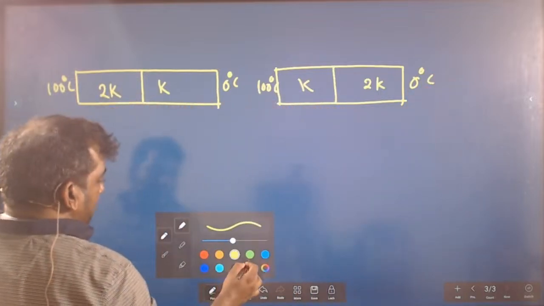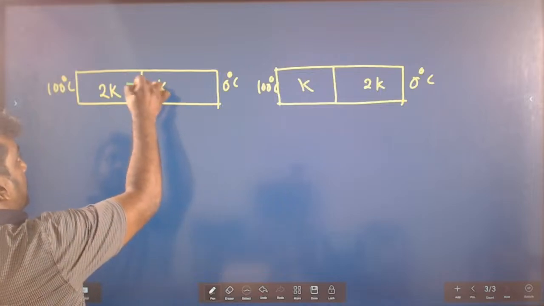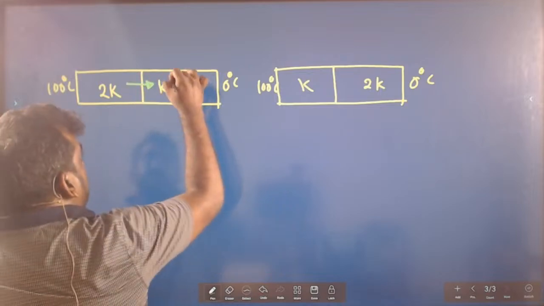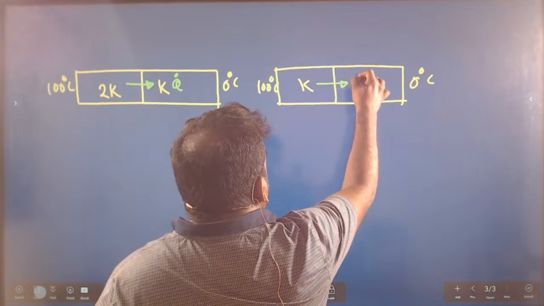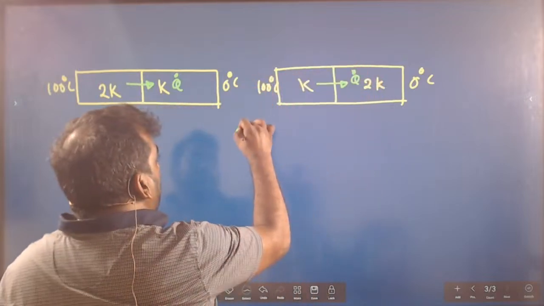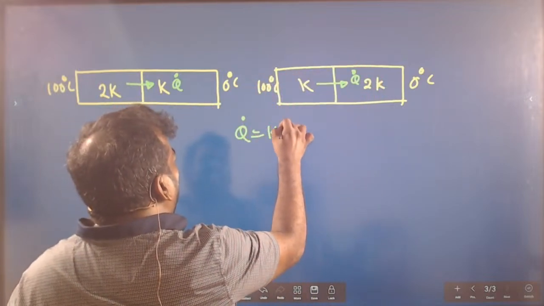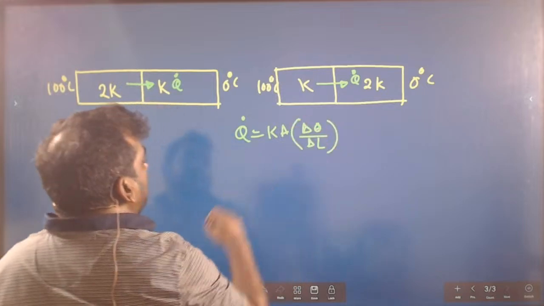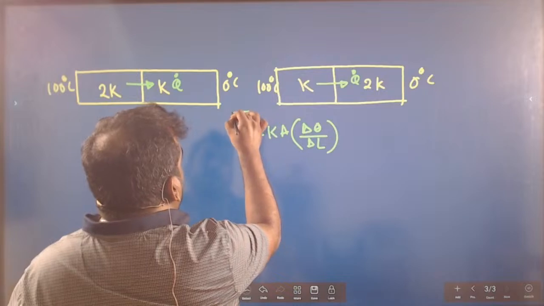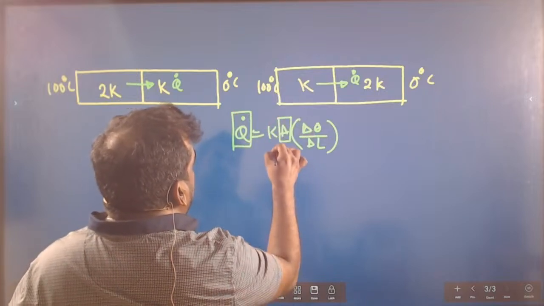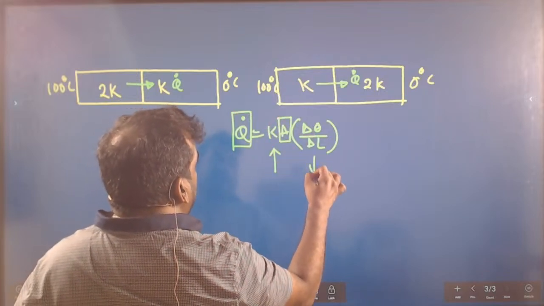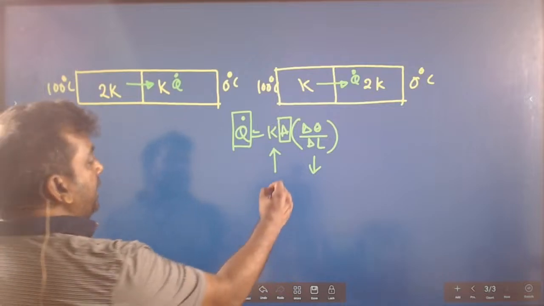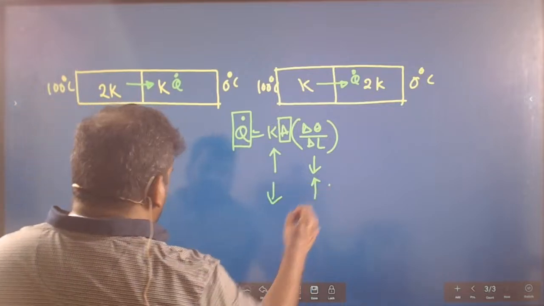Effective heat capacity is the same. So the Q dot across this is the same. Q dot is equal to K A delta theta over delta L. Look at the board carefully. Here Q dot is constant, area is constant. K increases, this will reduce. K reduces, temperature gradient increases.